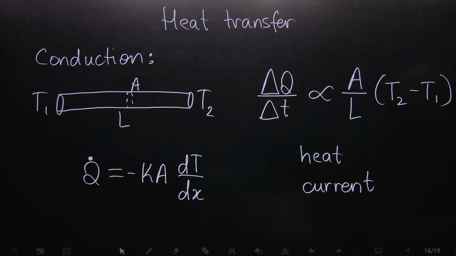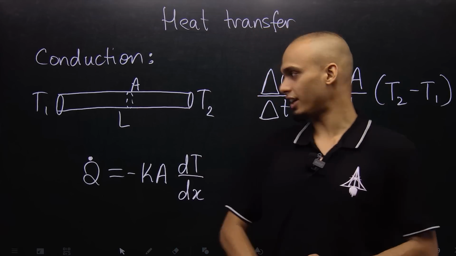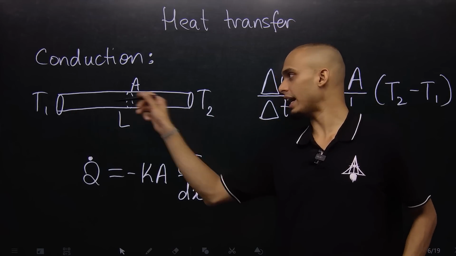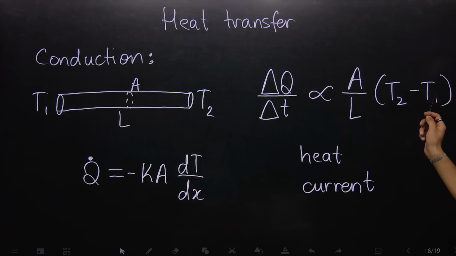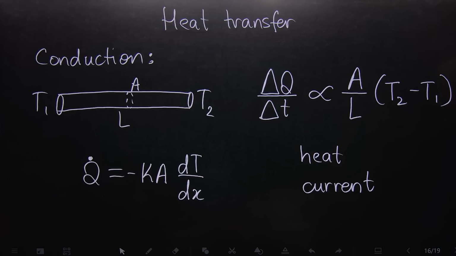Heat transfer, you only have conduction and radiation in your syllabus. In conduction, we consider heat to be traveling in one dimension between 2 points at a temperature difference of delta T. We can write the heat current, that is the amount of heat flowing per unit time, as proportional to area, inversely proportional to the distance over which it has to travel, and proportional to the temperature difference between the 2 points.